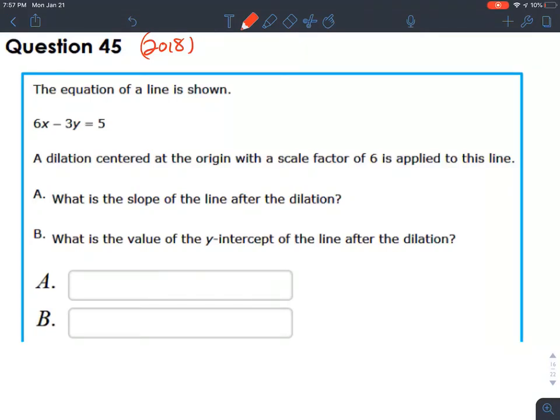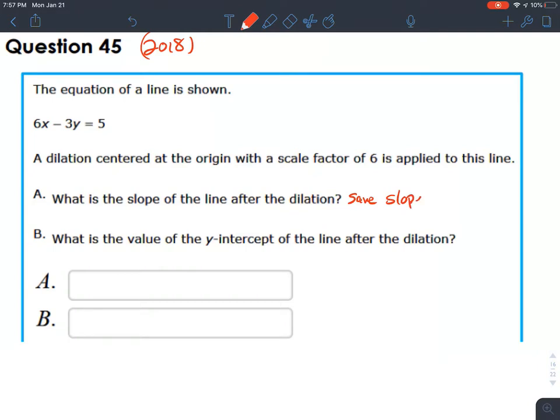Question 45, the equation of a line is shown. That equation is currently in standard form, which is not that useful of a form. A dilation centered at the origin with the scale factor of 6 is applied to the line. It wants to know what the slope is after the dilation and what the value of the y-intercept is after the dilation. Well, the slope doesn't change.